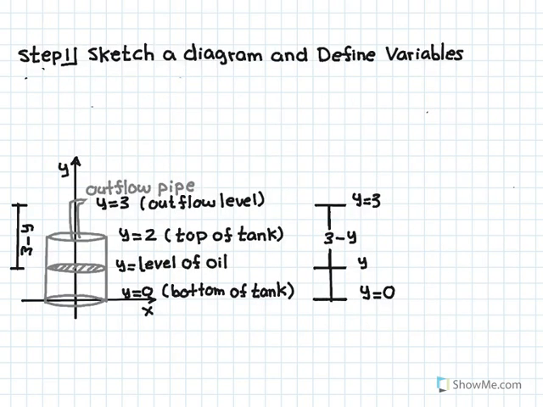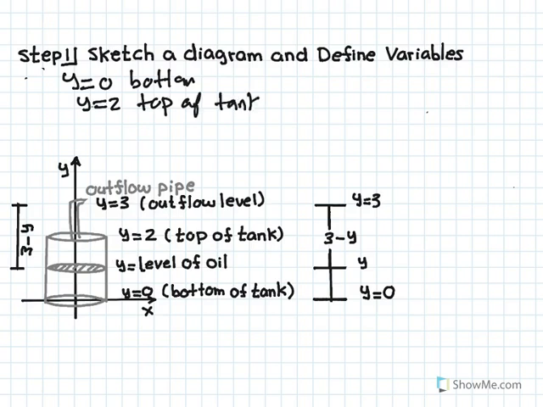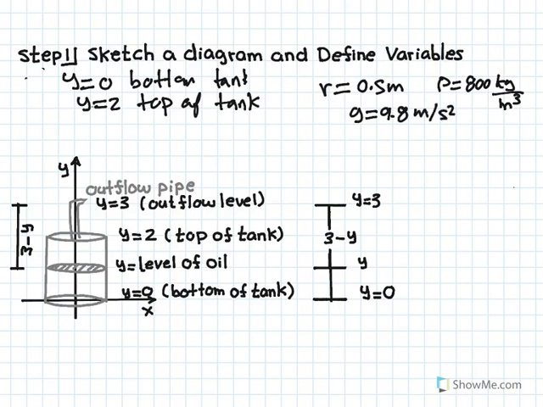All right, so we start with sketching a diagram and defining some variables. Y equals 0 is, of course, the bottom of the tank. Y is equal to 2 is the top of the tank. These are, in fact, fluid levels of oil. And the radius, R, is equal to 0.5 meters. This is the radius of the cylindrical tank. Density, rho, is 800 kilograms per meter cubed. And g is 9.8, gravity, meters per second squared.